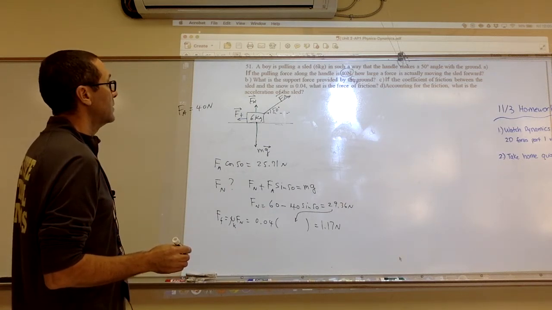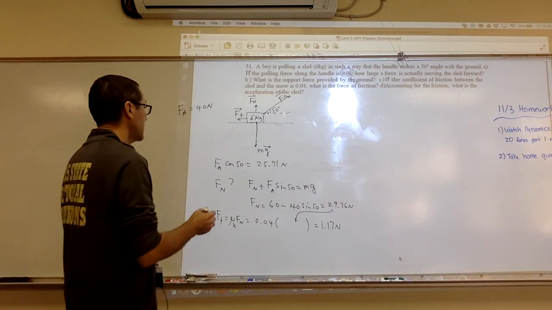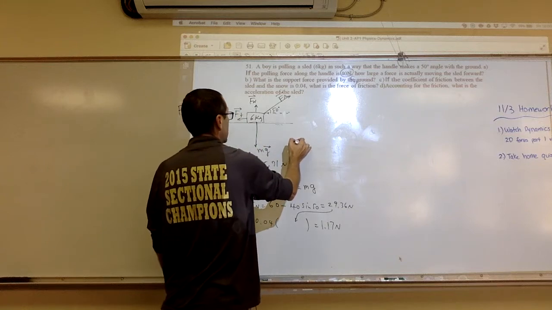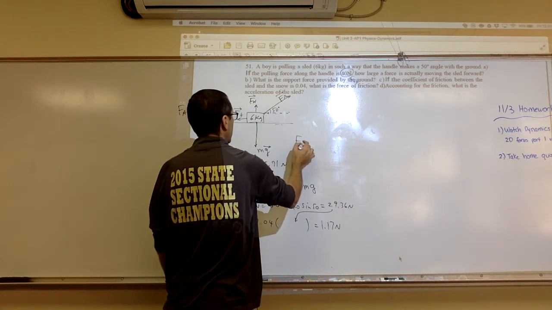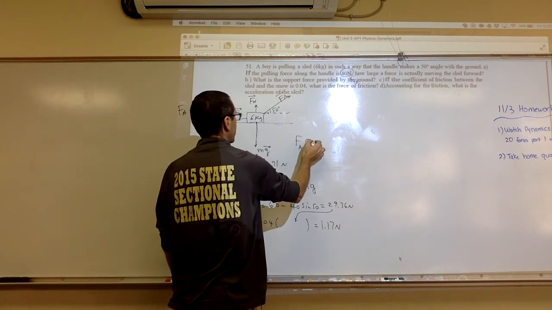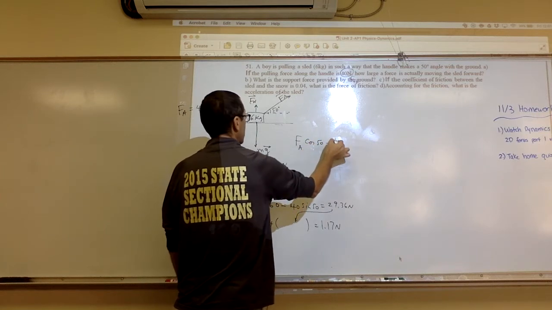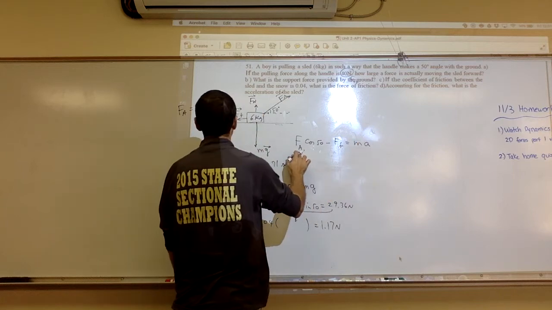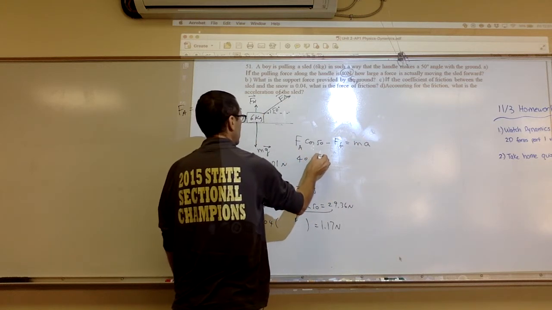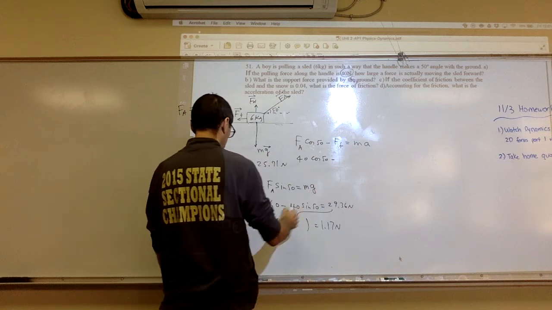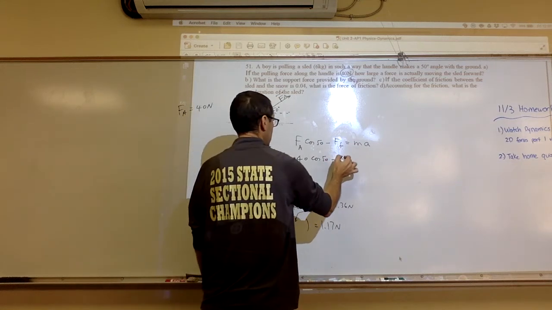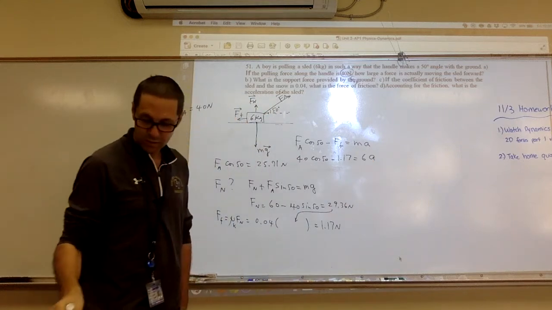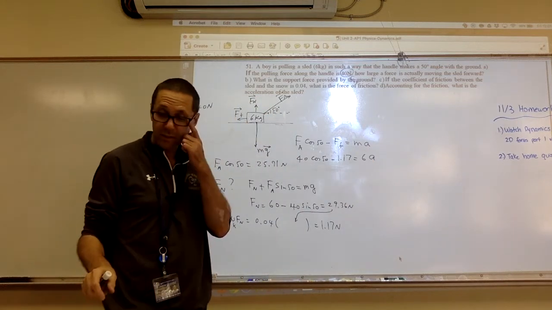Okay, now with friction, what is the acceleration? So we just have to work in the x direction because we're going to accelerate horizontally. So my F net equals ma will be the x component of Fa minus the force of friction equals the mass times A. Well, this is 40 cosine of 50 minus the force of friction, which is 1.17, and the mass is 6 times A, and you should get an acceleration of 4.09.